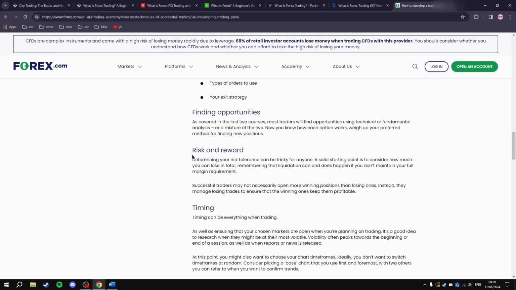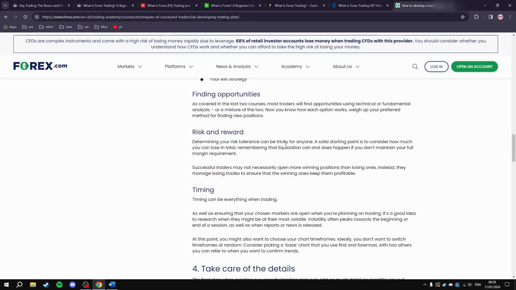Risk and rewards. Determining your risk tolerance can be tricky for anyone. A solid starting point is to consider how much you can lose in total, remembering that liquidation can and does happen if you don't maintain your full margin requirements. Successful traders may not necessarily open more winning positions than losing ones. Instead, they manage losing trades to ensure that the winning ones keep them profitable.